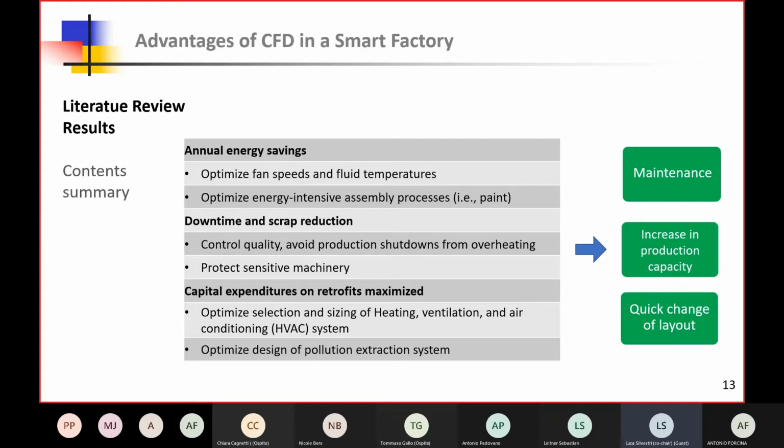Also retrofit, it's possible to maximize, for example, through the optimization of the design of a ventilation and air conditioning system. Finally, it's possible to optimize also the design of pollution extraction systems. All these advantages directly reflect in maintenance, both tasks and strategies, but also they allow to increase the production capacity and to obtain a quick change of layout.